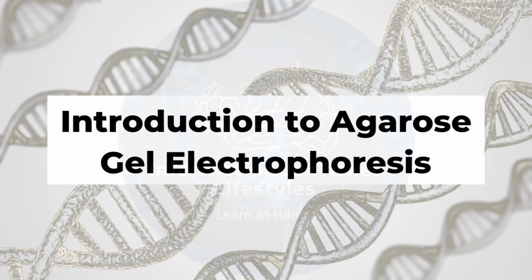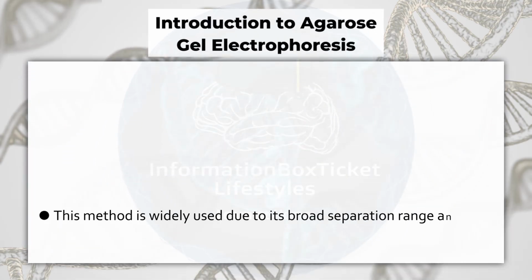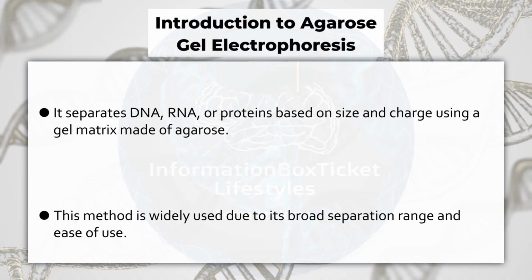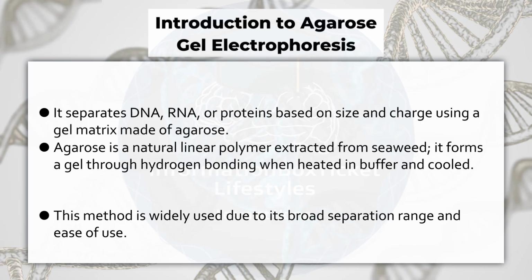Introduction to agarose gel electrophoresis. Agarose gel electrophoresis is a technique used in biochemistry, molecular biology, genetics, and clinical chemistry. It separates DNA, RNA, or proteins based on size and charge using a gel matrix made of agarose. Agarose is a natural linear polymer extracted from seaweed. It forms a gel through hydrogen bonding when heated in buffer and cooled.